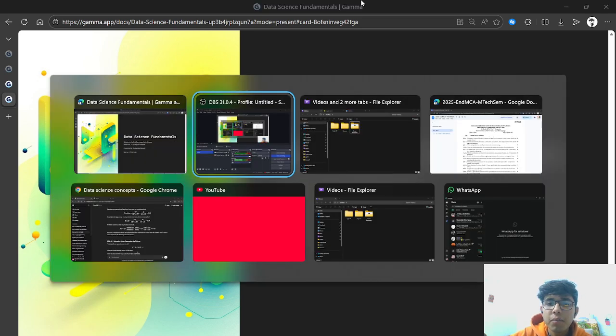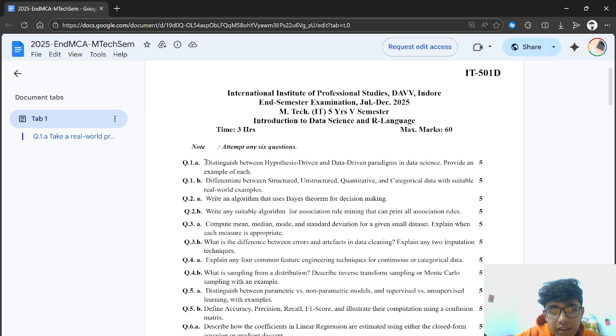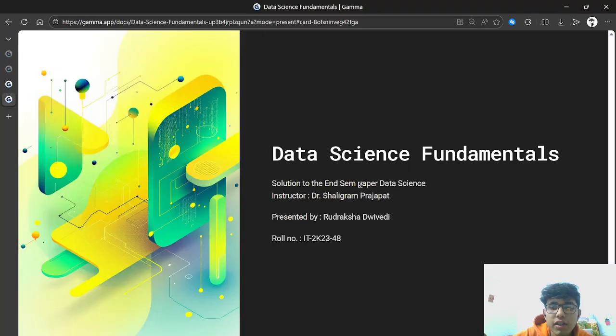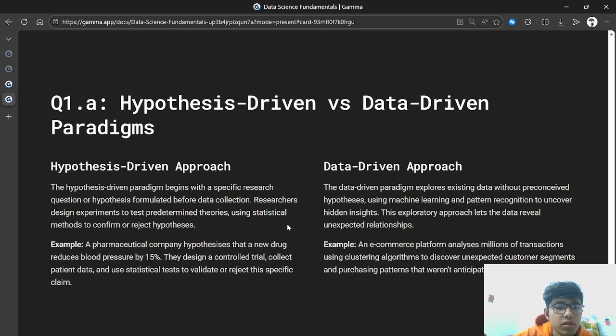So we shall begin with question number one, that is the subpart of question number one A. Distinguish between hypothesis driven and data driven paradigms in data science. Provide an example of each. So let's begin. So first, let's distinguish between hypothesis driven and data driven paradigms in data science.